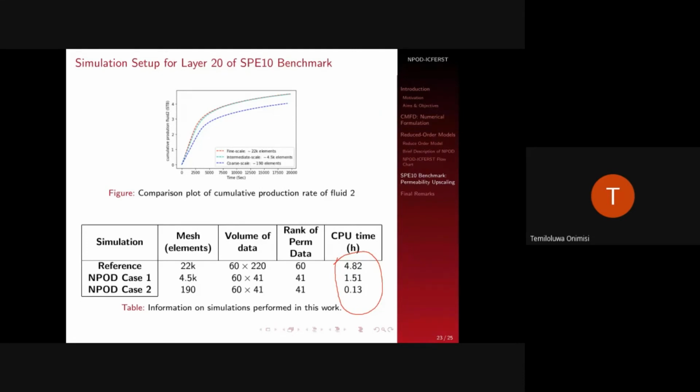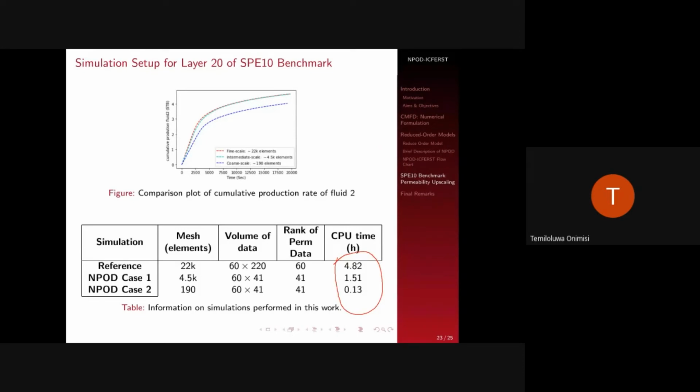Now, the volume of the data set for the reference case is a 60 by 220 data set. That's 60 by 20 in the y direction, because it's a tensor in k of x, k of y in different directions. Now, for the NPOD case, the data has been drastically reduced to 60 by 41. That's the dimension of the data now, 60 by 41. And so for both case 1 and case 2, it's been reduced to 60 by 41, although the difference in case 1 and 2 is just the number of elements. So in case 1, approximately 4,500 elements were used.